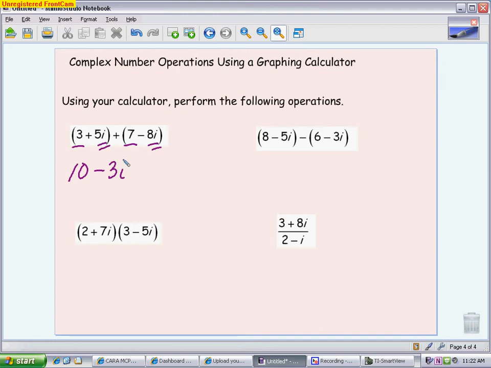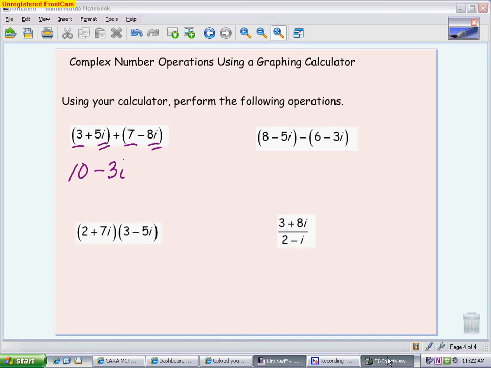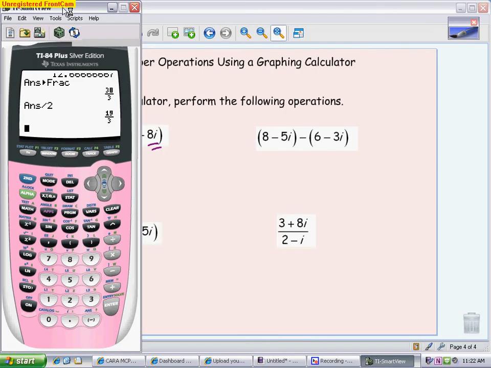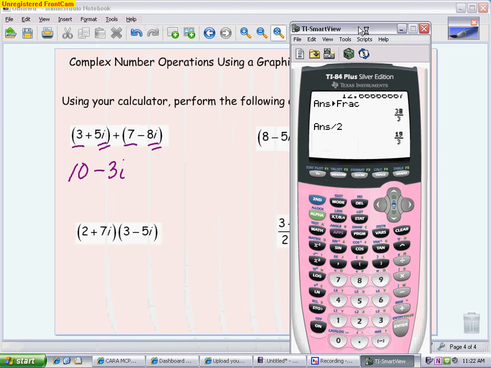But if you want to check your work on your calculator, and if you're going to be doing other things on your calculator anyway, it's a great idea to see how it works. So let's pull up my calculator. I'm going to change this a little bit so it's a little easier to read so we can follow our work. So here's our calculator.